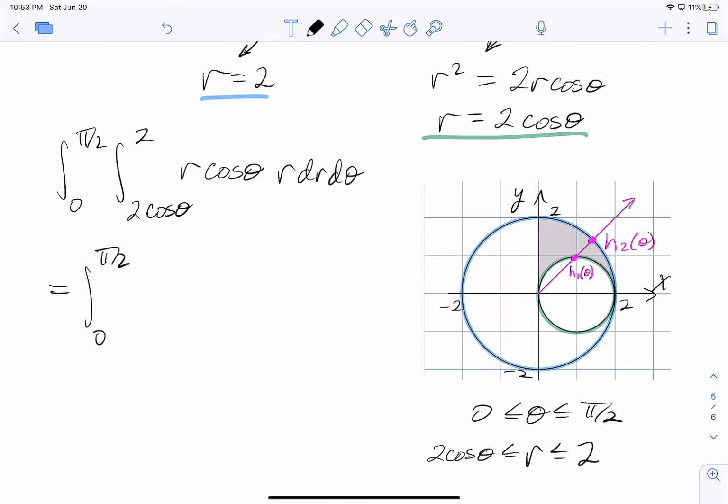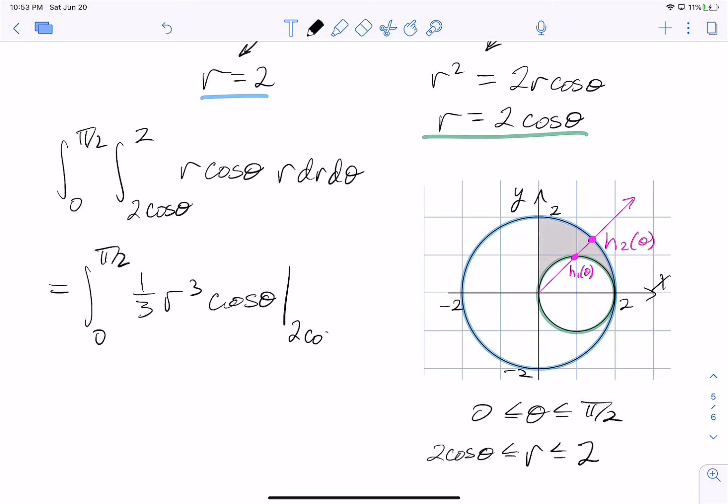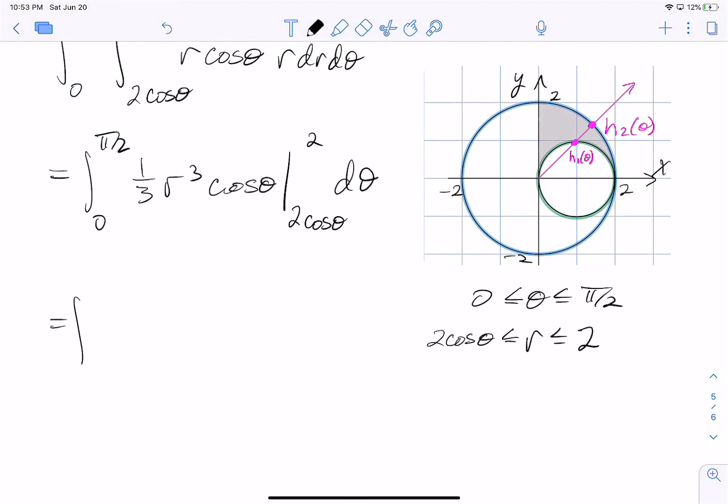So we'll have to take this as an iterated integral, and we have the integral from 0 to pi over 2 of, well, the integrand has an r squared. So using the power rule there, we have 1/3 r cubed times the cosine of theta, and we're going to evaluate that from 2 times the cosine of theta to 2, and then still integrate with respect to theta. So that'll become the integral from 0 to pi over 2 of 8/3 times the cosine of theta minus 1/3 times 2 cosine of theta, the quantity cubed, times the cosine of theta. So that's going to give us 8/3 times the cosine to the 4th of theta d theta.